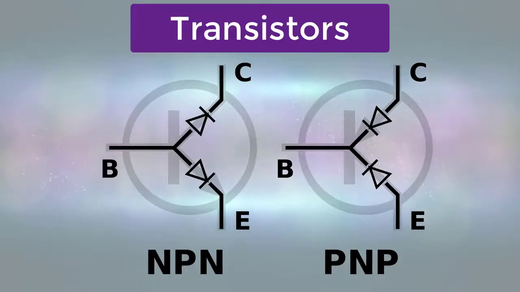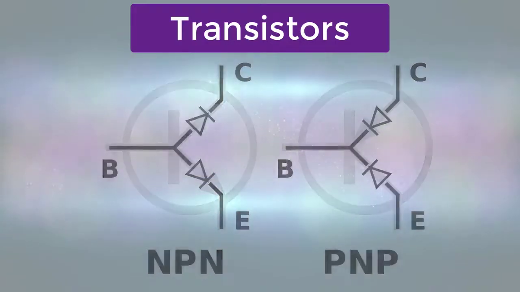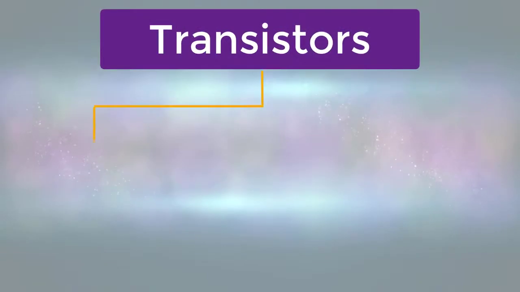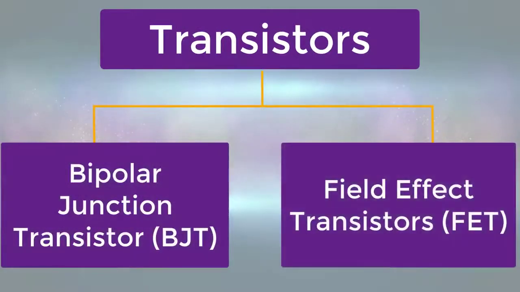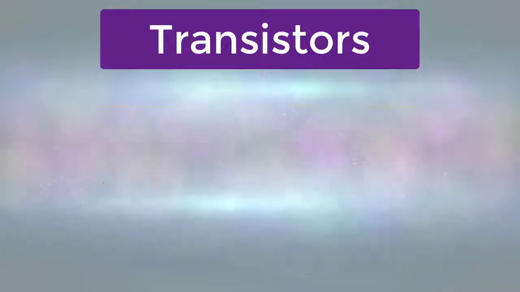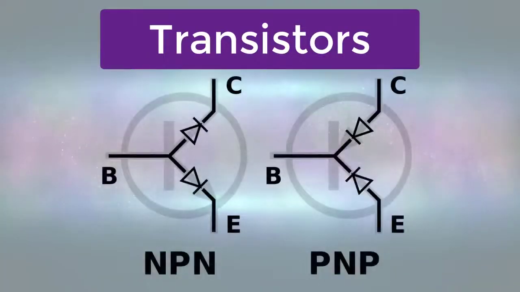Controlling the voltage applied to one terminal controls the current flow through the other 2 terminals. The transistors are of 2 types, namely bipolar junction transistor BJT and field effect transistor FET. And further, these can be PNP and NPN transistors.